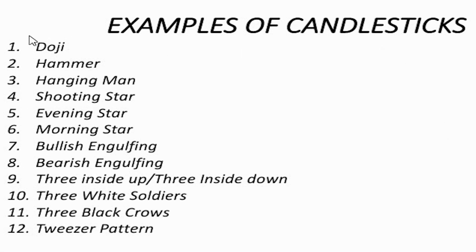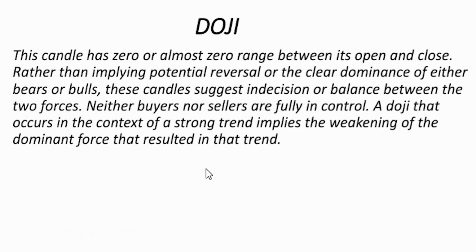Examples of candlesticks, we have a whole lot of them, but I'm interested in explaining this sort of candle called the doji. This candle has zero or almost no range between its open and close. Rather than implying potential reversal or a clear dominance of either bulls or bears, this candle suggests indecision or balance between the two forces. So a doji opens and closes almost at the same point.